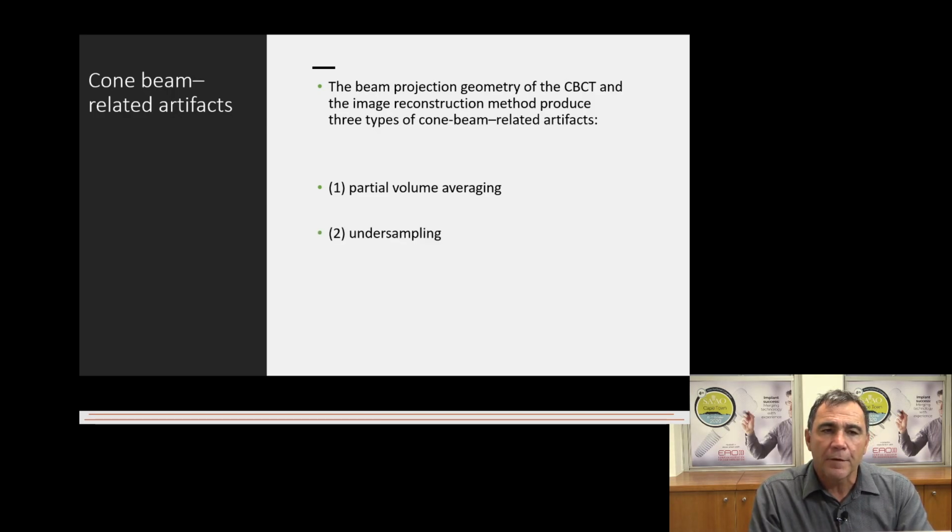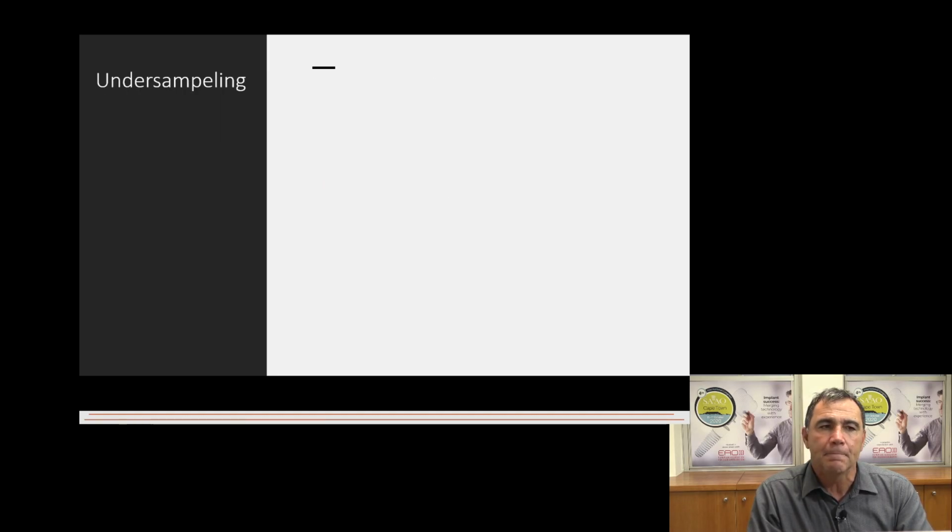Undersampling, another very important factor. And then the cone beam effect itself, which with the newer and later cone beam technologies is really not relevant anymore. It gives the little stria or stripes at the sides and ends of the CBCT.